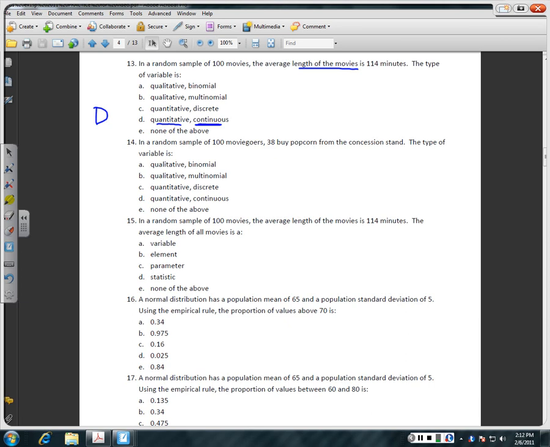14, random sample of 100 moviegoers, 38 buy popcorn from the concession stand. So they either do or they do not buy popcorn from the concession stand. That's qualitative and binomial.